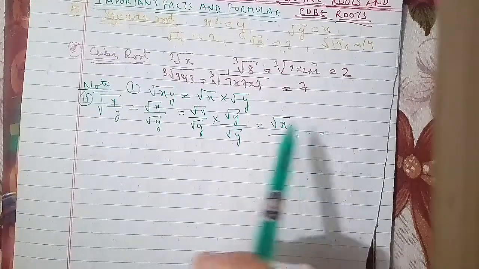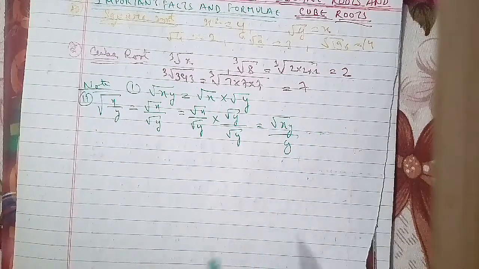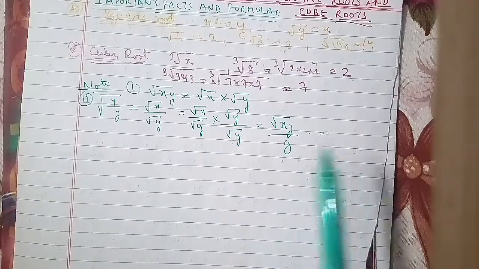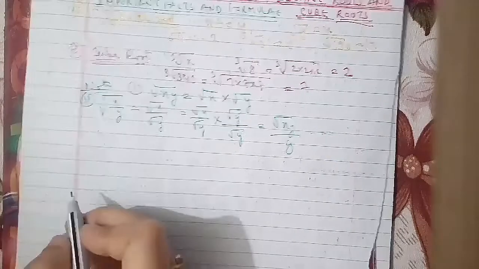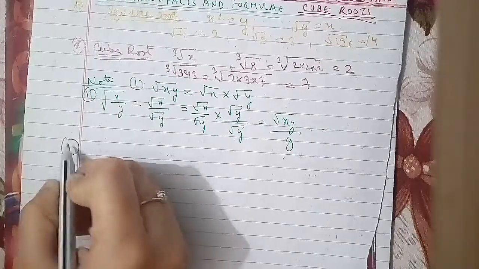So the first question of the session is: evaluate the square root of 6084 by factorization method. They have mentioned the method as well. You are not going to solve it on your own side. You have to see what method they have mentioned, and according to that you have to deal with it.